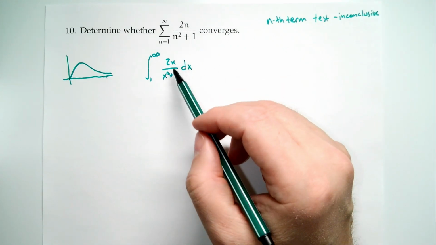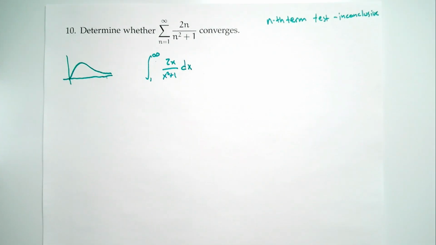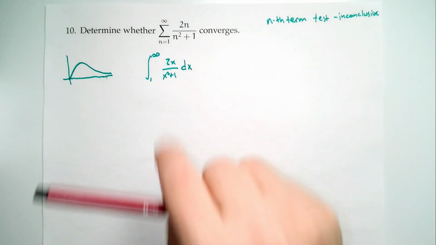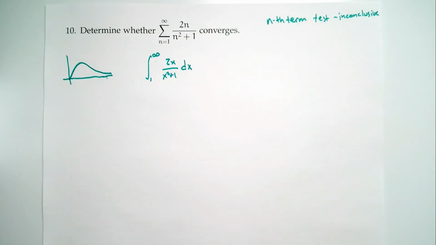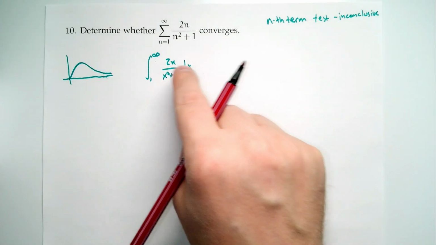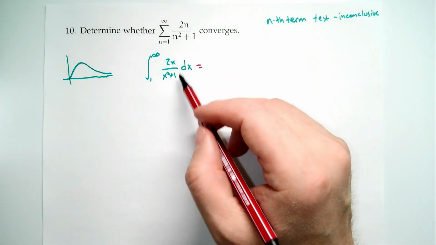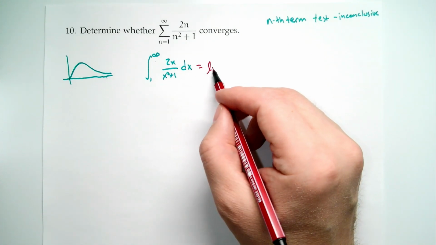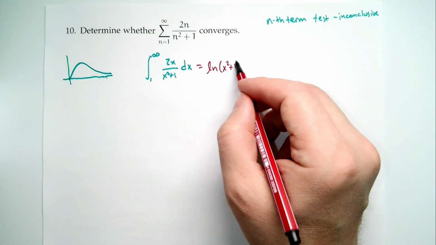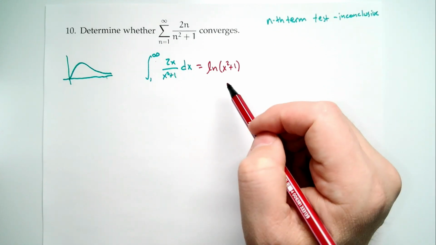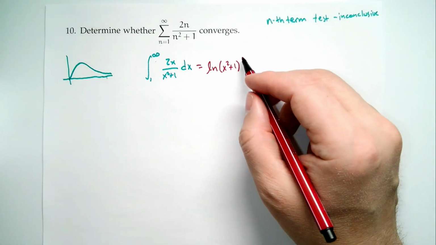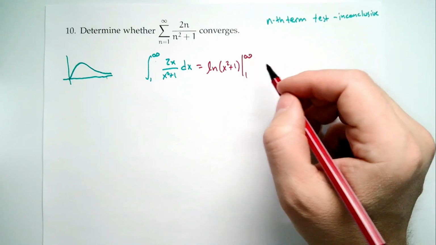So, can we integrate 2x over x squared plus 1? It's not arctangent, but it's not so far off. Well, if you set u equal to x squared plus 1, what would du be? It'd be 2x dx. So, it's like the integral of du over u, which becomes the natural log of u. So the integral of 2x over x squared plus 1 is the natural log of x squared plus 1. Evaluate from 1 to infinity.